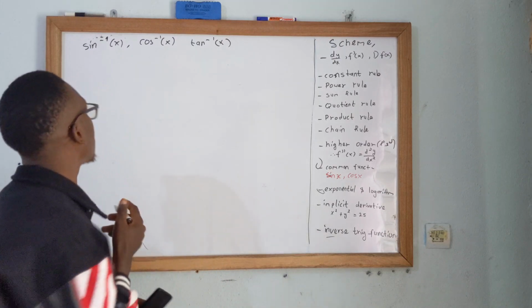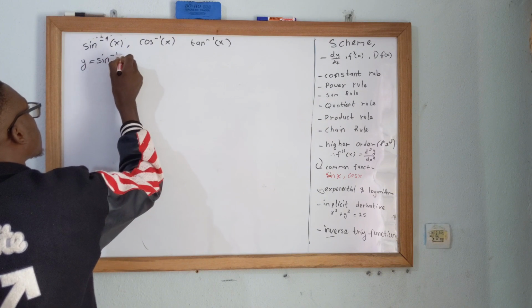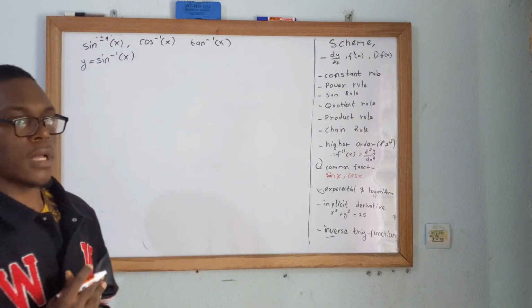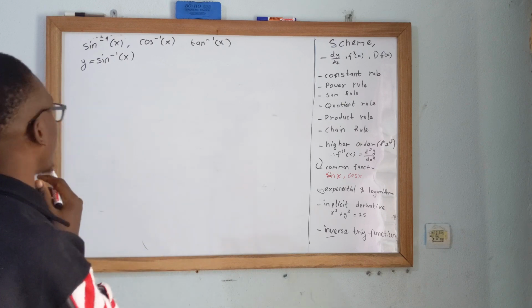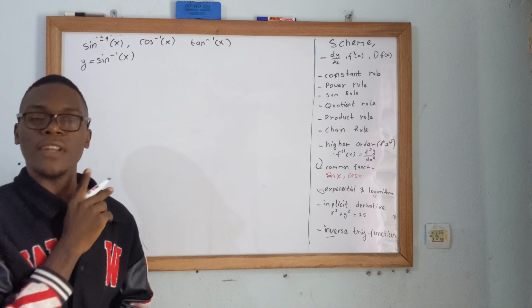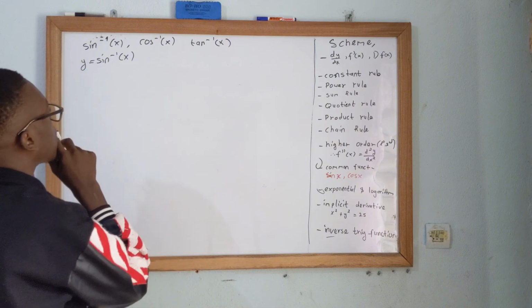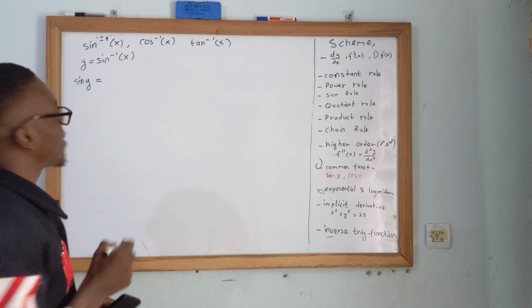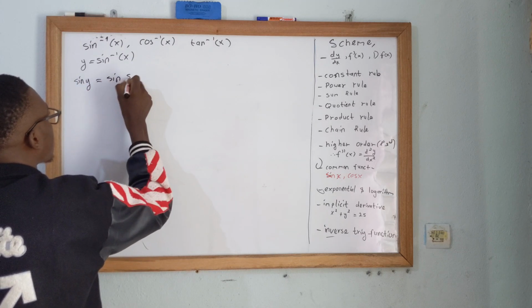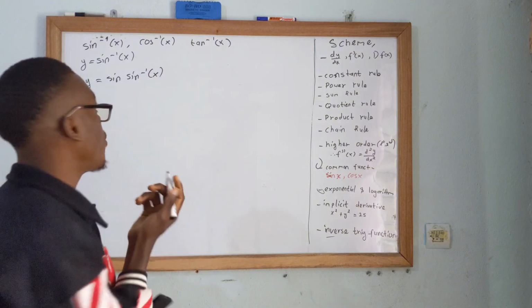Watch it. We take for the first one, y equal to sine inverse of x. How are you going to differentiate this? That's a question I'm asking myself. Are you having an idea? We have to differentiate this. How can we do that? If you say sine y, that will be equal to sine of sine inverse of x, which is x. Typically, that is how it happens.